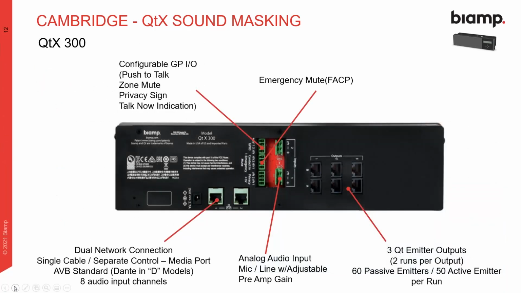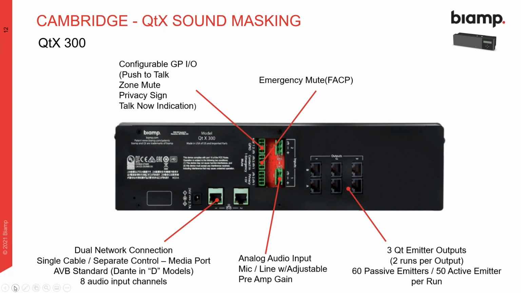The back of the unit looks like this. I'm going to show you the back of all of the units in succession here real quick. The left side of each of these processors is going to remain pretty much the same, and the right side of the processors will change per unit. On the back of this QTX300, we have GPIO connectivity that allows us to do some push-to-talk, some privacy indication. We've got an emergency mute to connect to the fire alarm control panel. Dual network port connections.